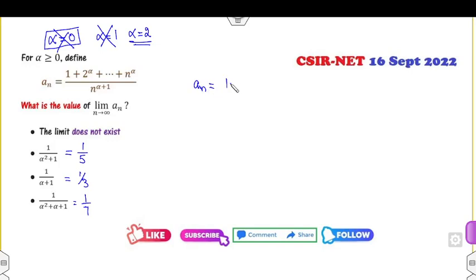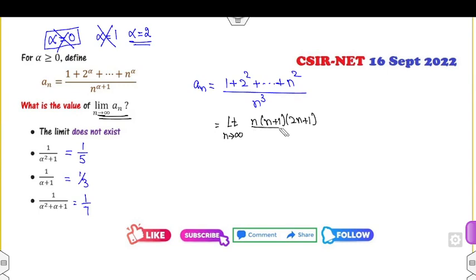What is my an? 1 plus 2 square up to n square, divided by n cube. Now your target is to find the limit as n approaches infinity of an. What is the formula for the numerator? n into n plus 1 into 2n plus 1 divided by 6 into n cube. Now the degrees are the same, so I can divide both sides by n cube, or you can apply L'Hopital's rule. So it's 1, it's 1, it's 2 divided by 6. Answer is 1 over 3.